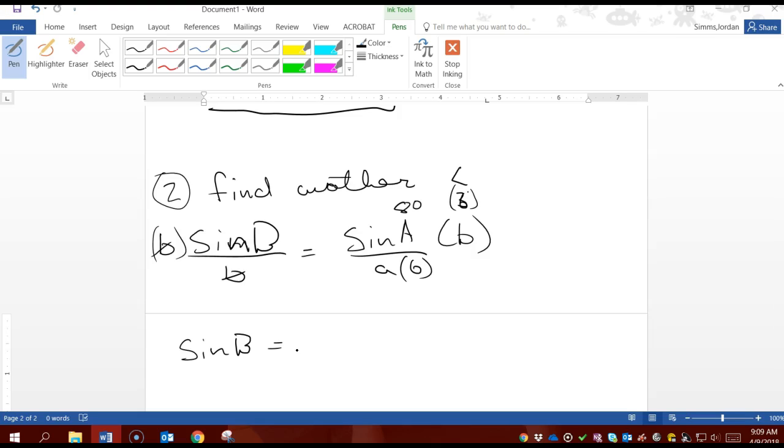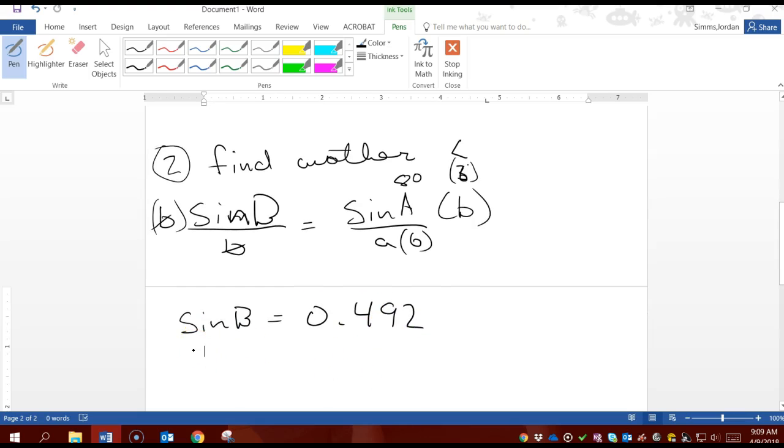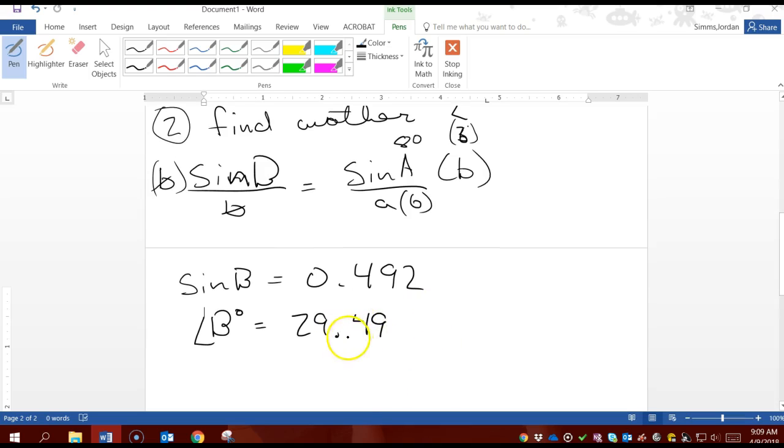Okay, so sine 80 times 3, that's going to equal a number. I'll divide that by 6, and we get a decimal. So sine B equals 0.492. Then I'm going to do the inverse sine, shift sine in my calculator, input that answer, and take this to degrees. Angle B in degrees is going to come out to 29.49. Let's round that to the nearest whole degree, because that's what the question asks us to do. That's not quite 0.5, so let's call that 29 degrees.